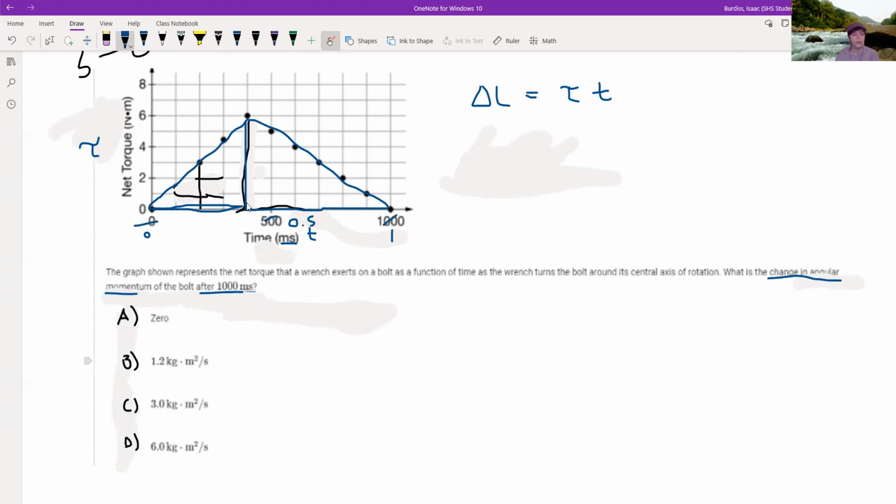So triangle, area of a triangle, BH divided by 2. B, 400, H, 6. 400 times 6 divided by 2. Oh, sorry, not 400, 0.4. 0.4 times 6 divided by 2, 1.2. I'll just write it above here because it's kind of messy down there. And then what about this one? Base, 0.6. Height, 6.